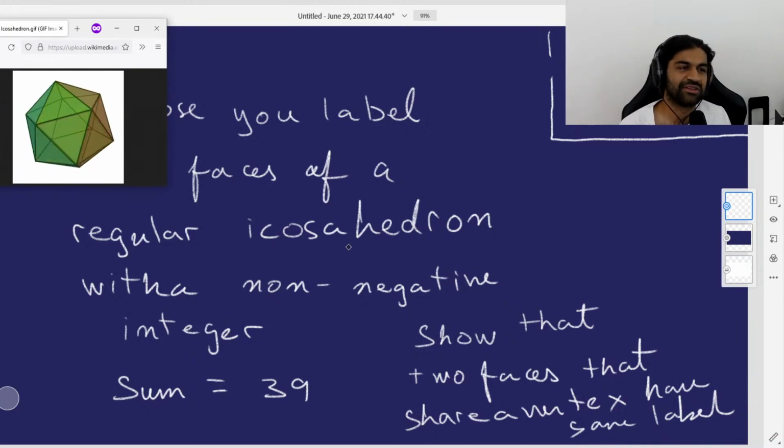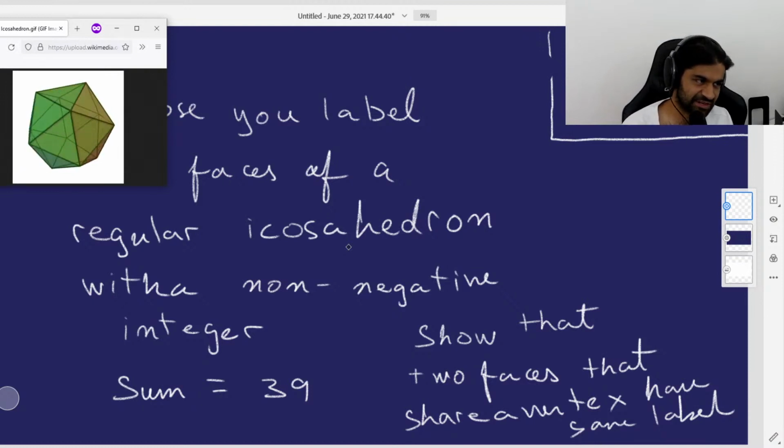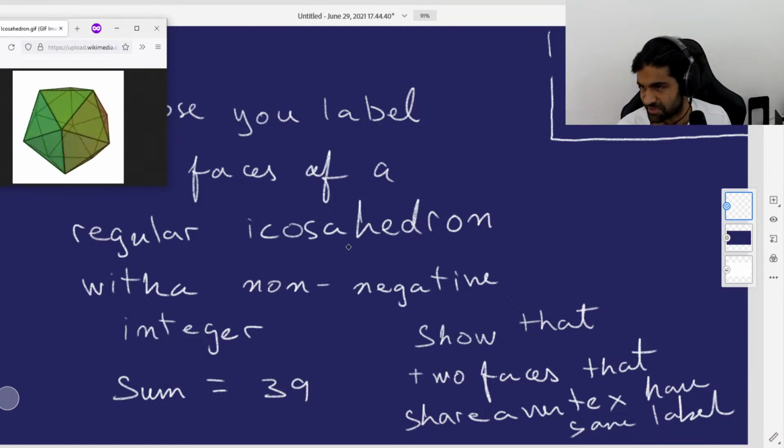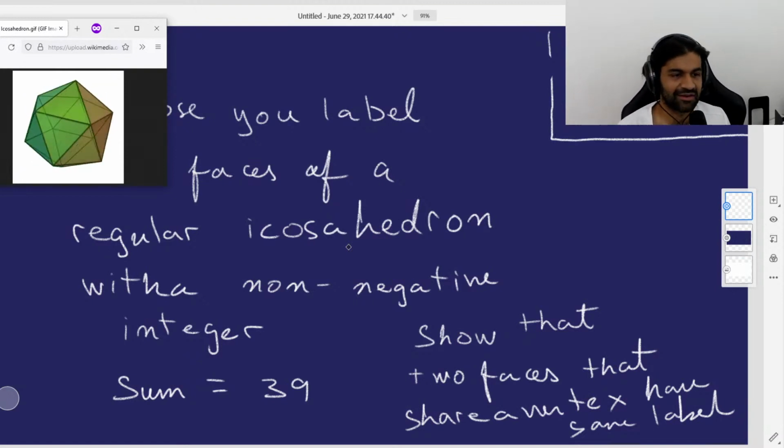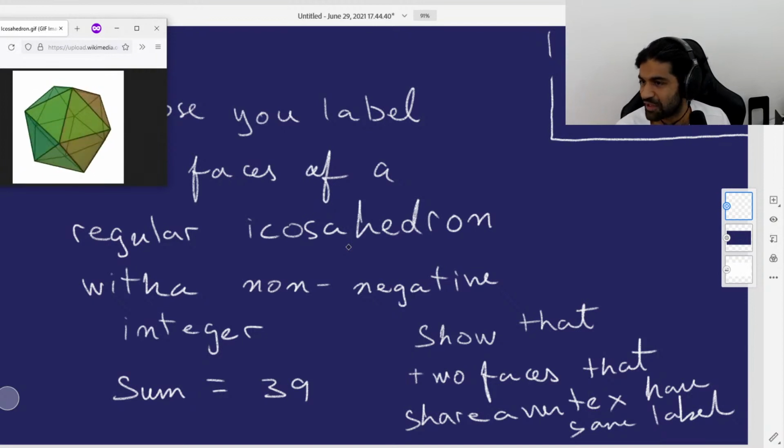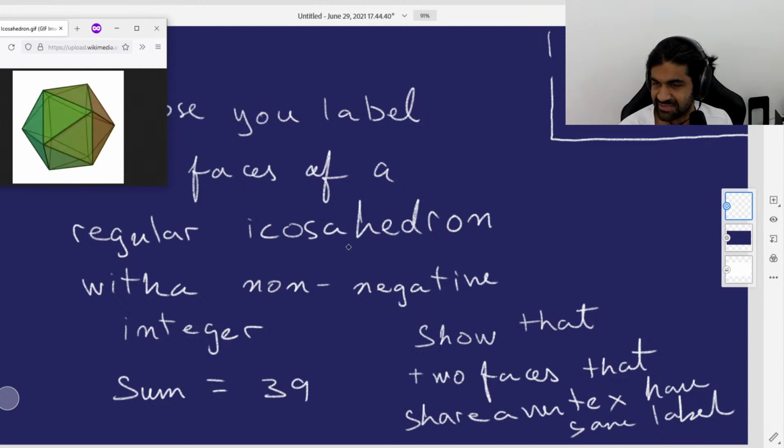So once again, you're labeling the faces of a regular icosahedron with non-negative integers, so 0 is allowed, in such a way that the sum is 39, okay? And you want to show that 2 faces that share a vertex will have to have the same label. Why might this be the case? A hint.